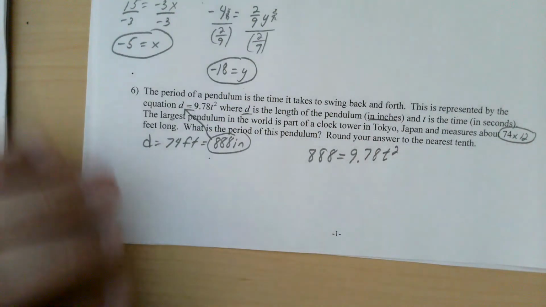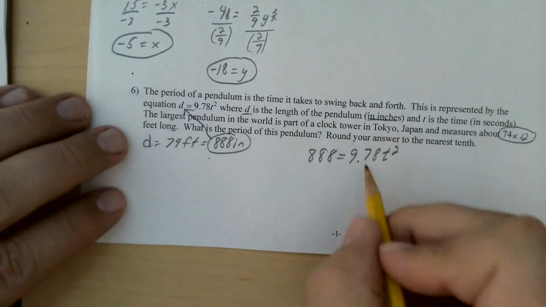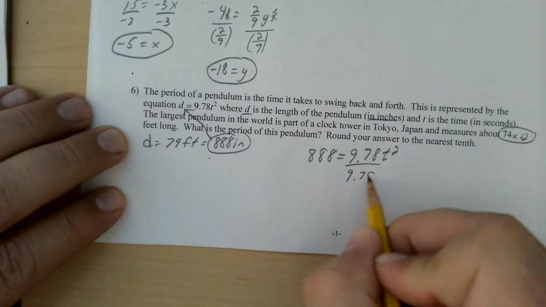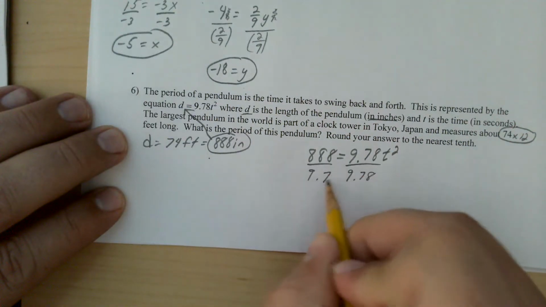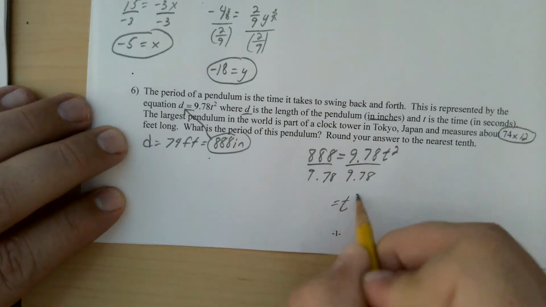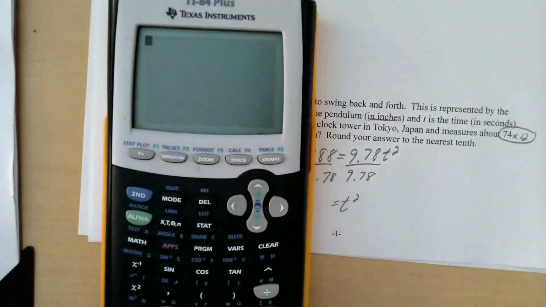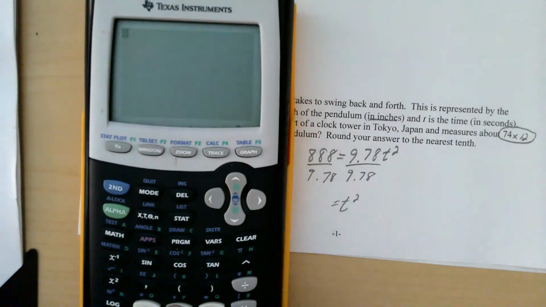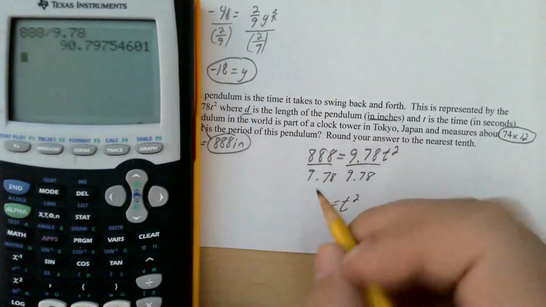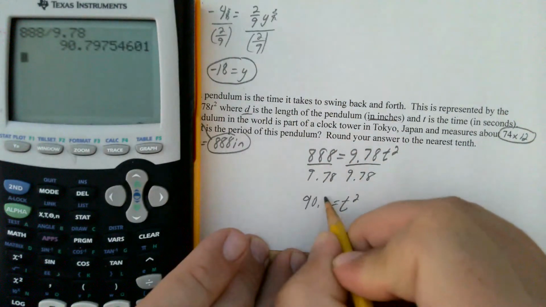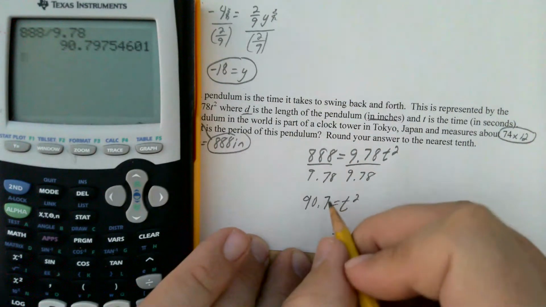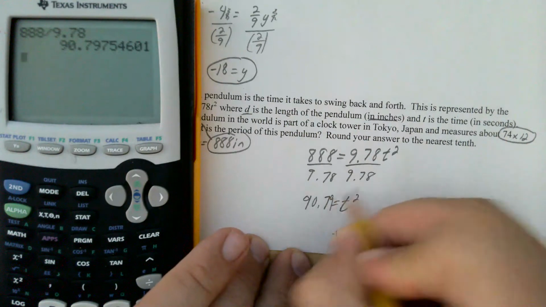Okay, so in 2 steps, we'll have our answer. I'm going to divide by 9.78. So I'll show that on a calculator. That's what t squared is going to equal. So take my trusty calculator, take 888 divided by 9.78. Gives me that ugly, I'll just write down 90.7975, and so on.